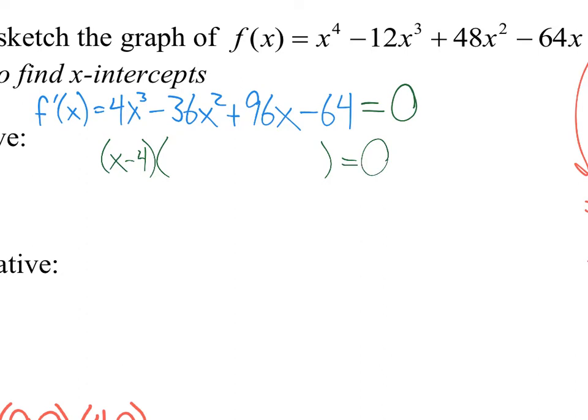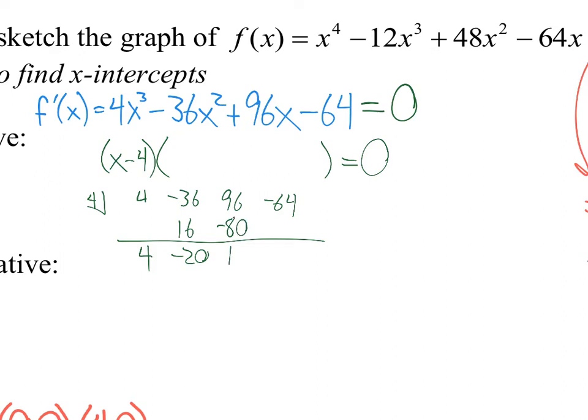So 4, negative 36, 96, and negative 64. I throw a 4 in here. 4, 16, negative 20, negative 80, 16, 64, 0. Alright, so I've got a 4x squared minus 20x plus 16.